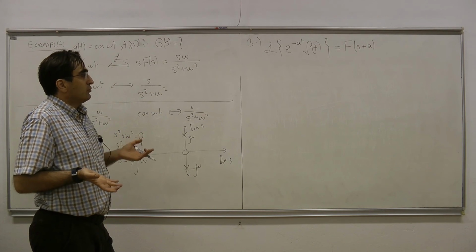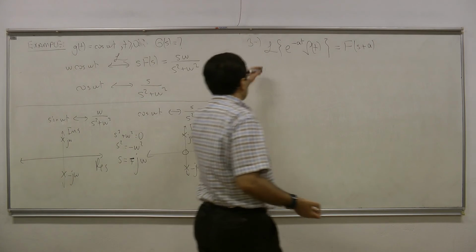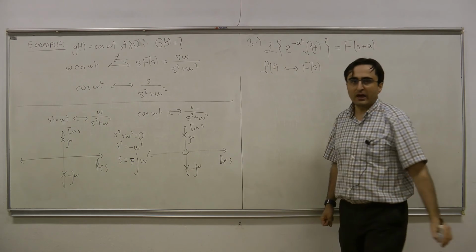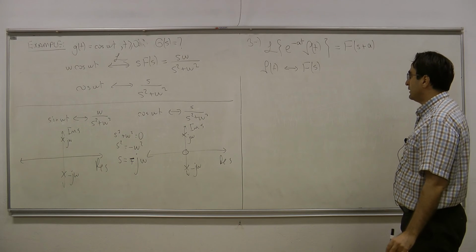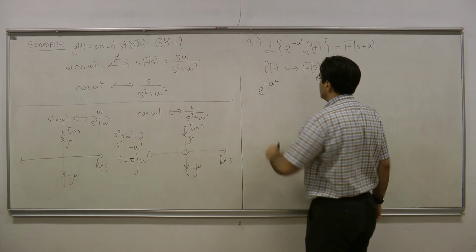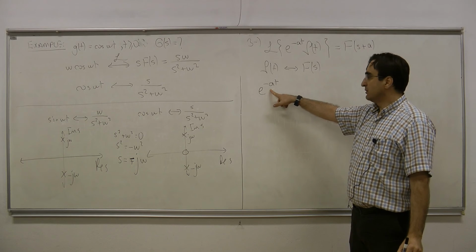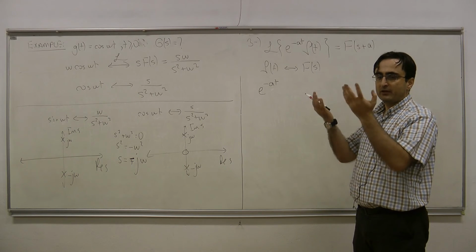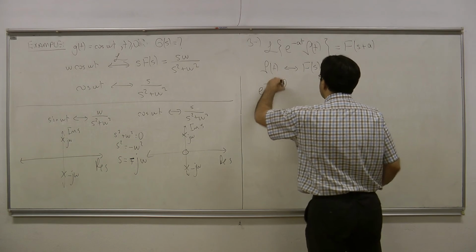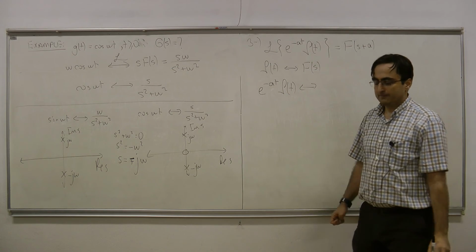So here I need to first explain what such a property would mean. I have a function f of t and it has a Laplace transformation capital F of s. Okay? And I'm multiplying that function with an exponential e to the minus at. Depending on the sign of the exponential, we have this exponential either growing, decaying, or remaining constant at 1.